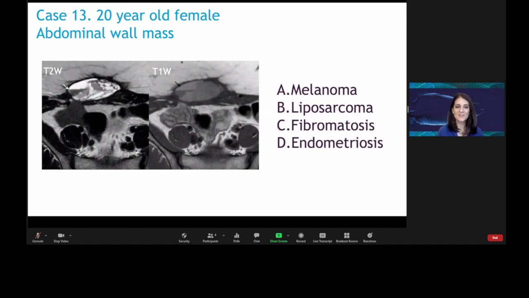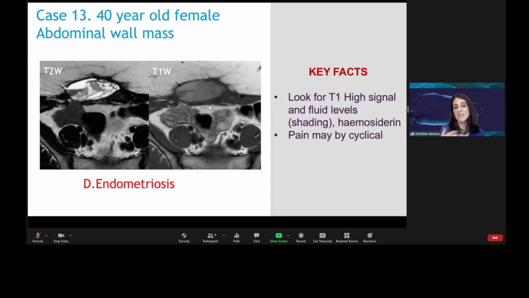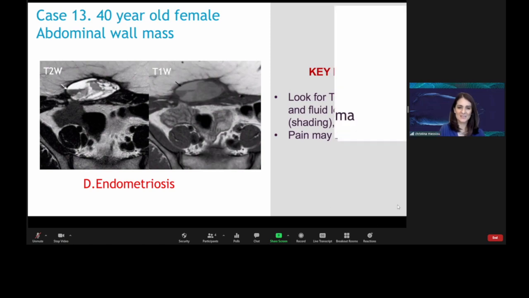I'm going to skip through this one quite quickly, and perhaps we won't do an online vote because it just takes up a bit of time, and I want to get to just one more case. But this is another 20-year-old female with a very different abdominal wall mass. So this lady has got endometriosis, classic appearances with blood, T1 bright blood, fluid levels, and hemosiderin. And remember that the clinical history can sometimes indicate cyclical pain. So that's a real key to the diagnosis of endometriosis.